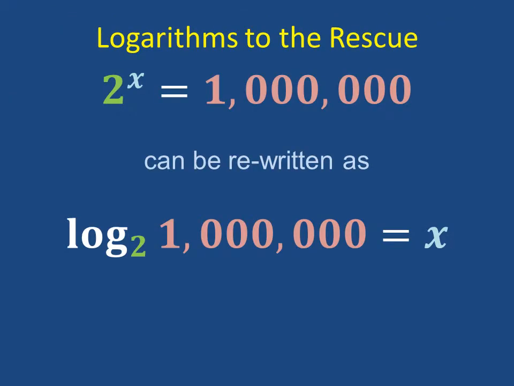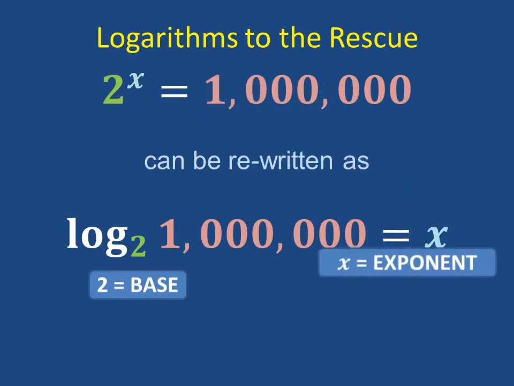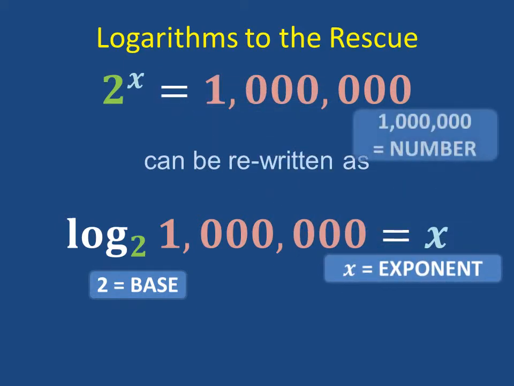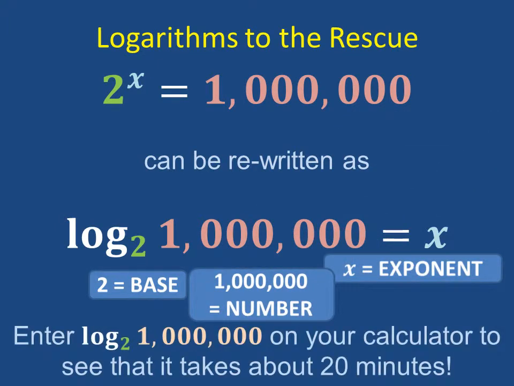Well, we can use logarithms to solve this problem. Here we have the exponential form, 2 to the x equals 1 million. And we're going to rewrite that as log to the base 2 of 1 million equals x. 2 is the base. That's the number we're raising to the power. X is the exponent. That's the number we're trying to find. And 1 million is the answer to the exponential and becomes the input into the log. So we put log to the base 2 of 1 million into the calculator, and we find out that it takes about 20 minutes, 20 times doubling, for one cell to become over 1 million.